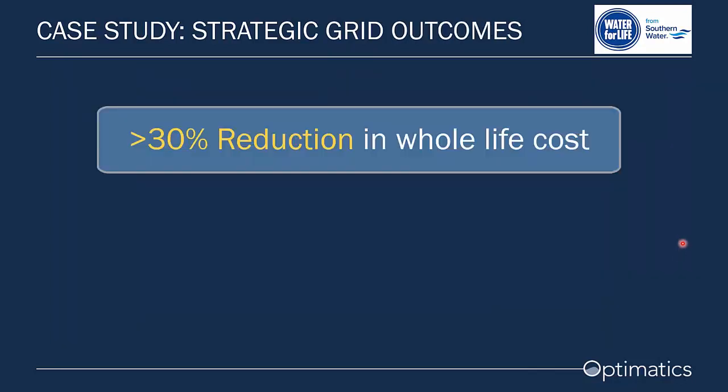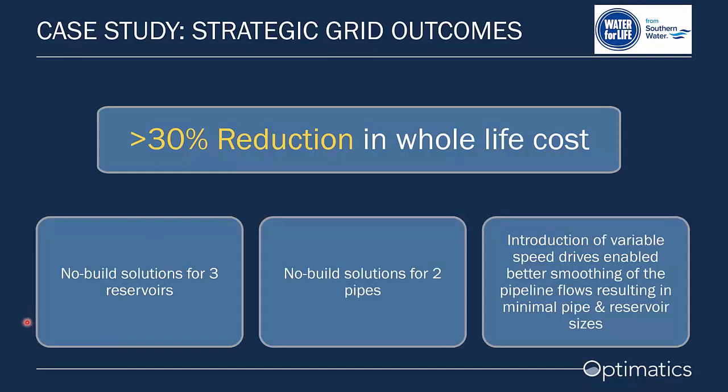So overall, this project is still ongoing. It is definitely not finished and there'll be more optimization to come. But so far, for the analysis to date, Southern Water have seen a 30% reduction in whole of life cost based on what they were potentially thinking needed to be built. And some of that saving has come from no-build solutions being identified from Optimizer. So as well as the actual outcomes, the insight and the ability to scale the optimization across different scenarios has been quite valuable here.